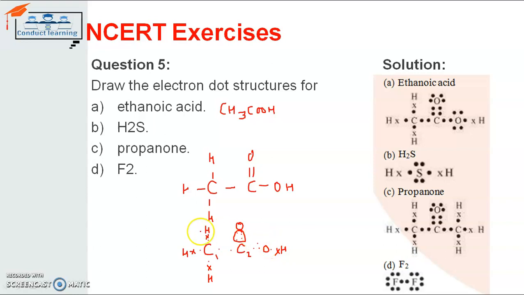So the next one is H2S. In H2S there are 2 hydrogen atoms and a single sulfur atom, and hydrogen has a valency of 1, and accordingly what is the valency of sulfur? What is the atomic number of sulfur? Hydrogen, helium, lithium, beryllium, boron, carbon, nitrogen, oxygen, fluorine, neon, sodium, magnesium, aluminium, silicon, phosphorus, sulfur. So sulfur has the atomic number 16.